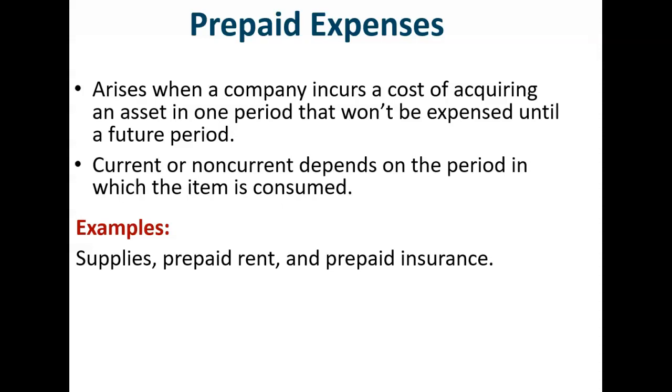Whether a prepaid expense is current or non-current depends on the period in which items are consumed. For example, if rent on an office building were prepaid for 1 year, then the prepayment is classified as a current asset. However, if rent were prepaid for a period extending beyond the coming year, then that portion of the prepayment that extends beyond the end of the coming year would be classified as a long-term asset.